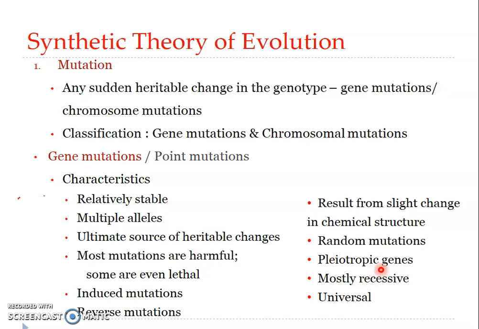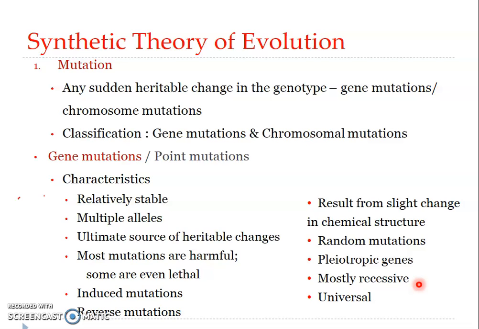Dominant mutations can be detected at once, while recessive gene mutations can be expressed only if a homozygote for the recessive character is born. That is, they go actually undetected. And most mutations can occur at any stage in the development of an organism. They may be somatic or germinal. It could be in reproductive cells or in vegetative cells. And mutations are universal, occurring in diverse organisms from viruses to humans.